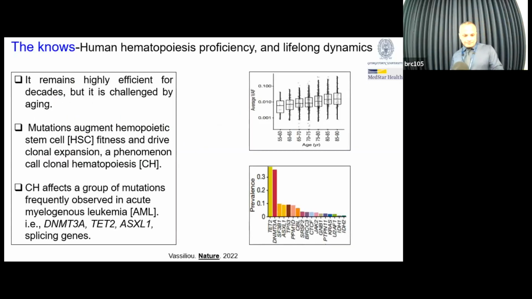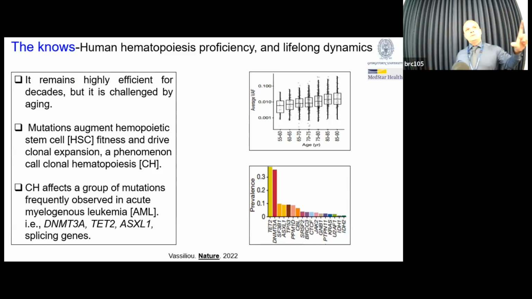Keep this in mind, because the knowns is that human hematopoiesis remains proficient through life, but is dramatically challenged by age. These mutations that can be initiated in the hematopoietic stem compartment increase the fitness of the hematopoietic stem cell and progenitor. And when the allele frequency achieves a threshold of 2%, we call that clonal hematopoiesis. You can see to the right how these mutations can increase with age, becoming very dominant as we achieve 85, 90 years. Almost every single individual will have clonal hematopoiesis.